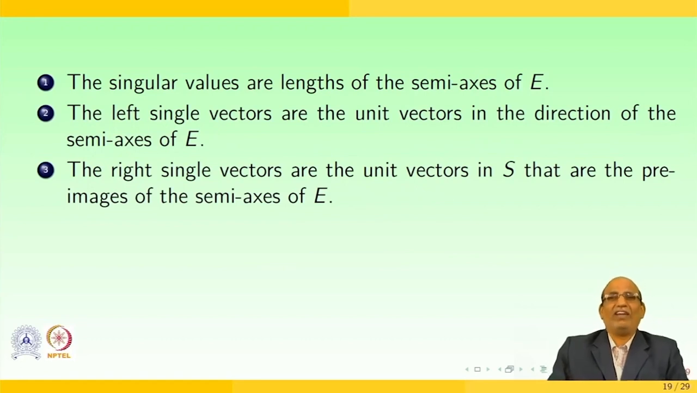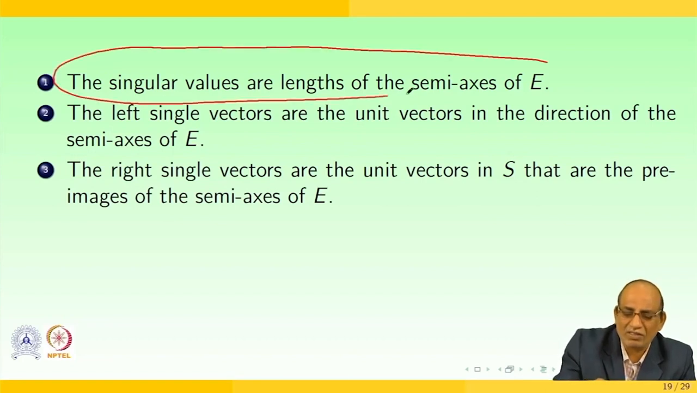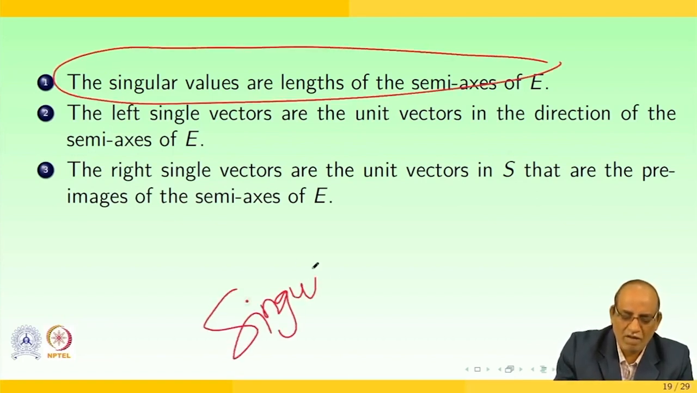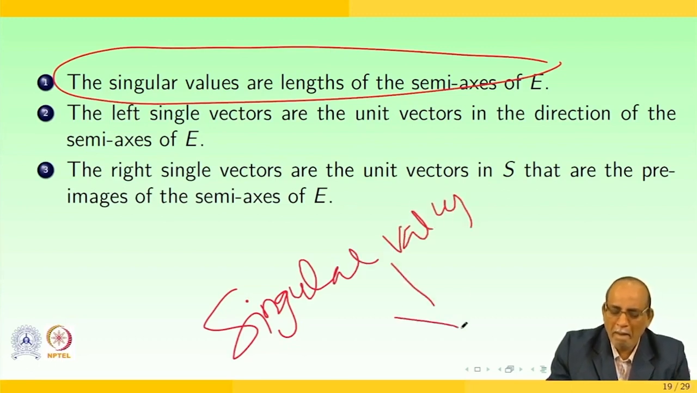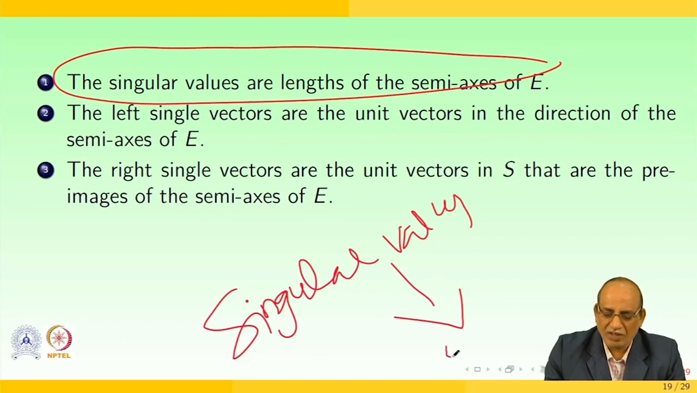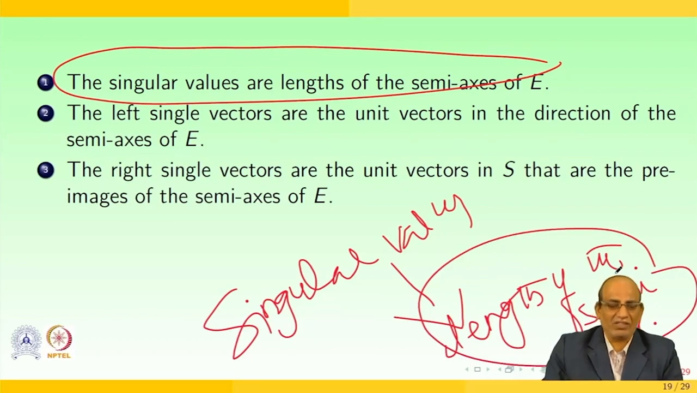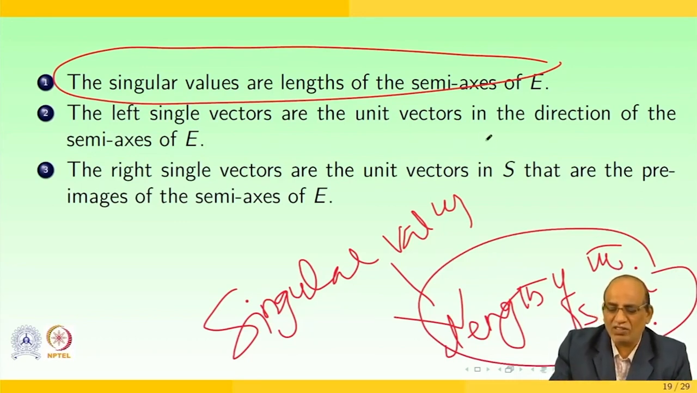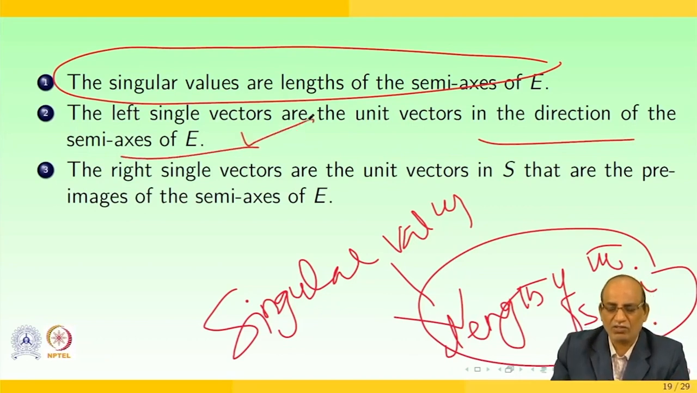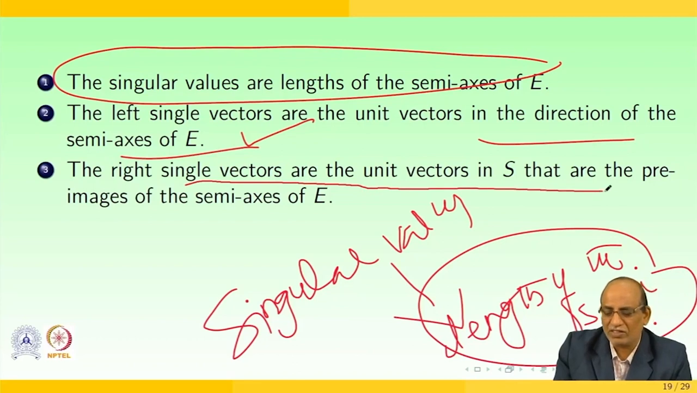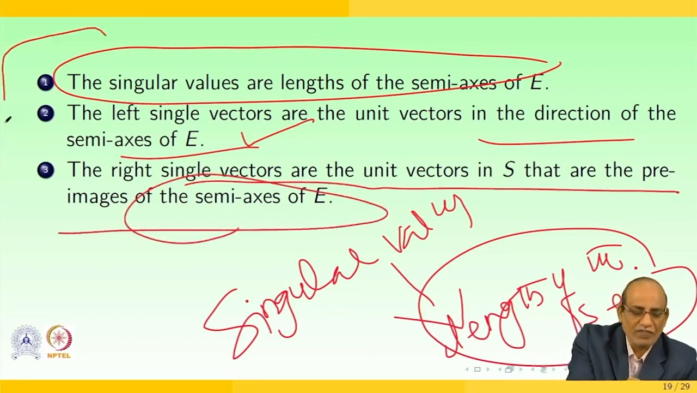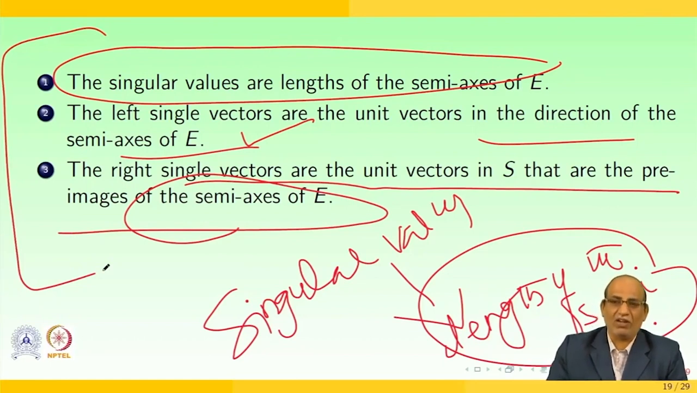Well, we can quickly define the properties of this SVD. Singular values are the lengths of the semi-axes of A. So geometrically, the singular values are all lengths of the semi-axes. The left singular vectors are the unit vectors in the direction of the semi-axes of A. Third point is, the right singular vectors are the unit vectors in S that are pre-images of the semi-axes. With these three properties, we can find the singular value decomposition.